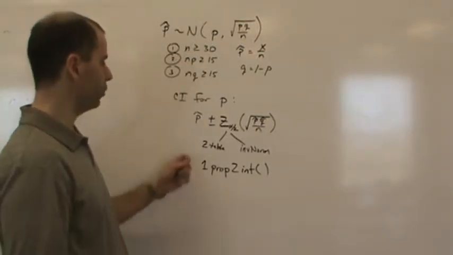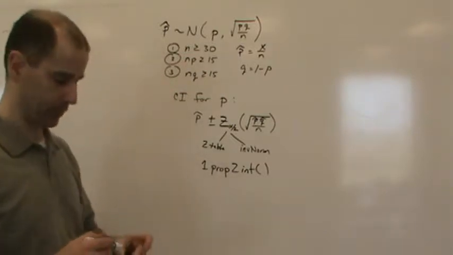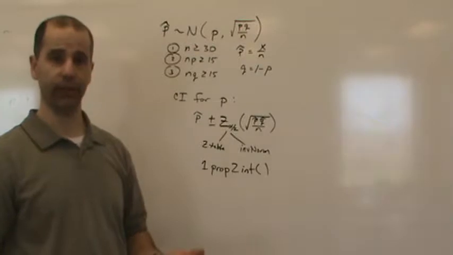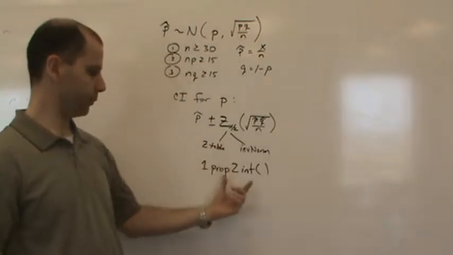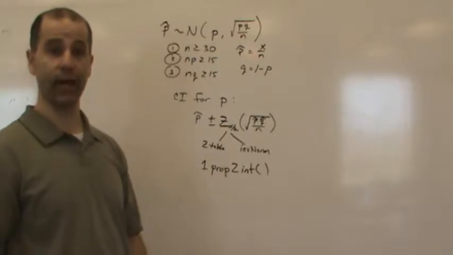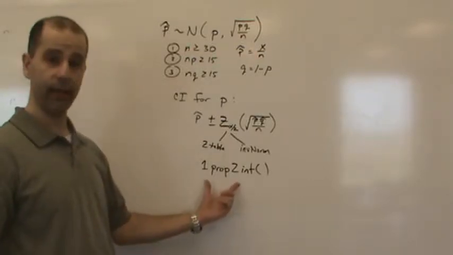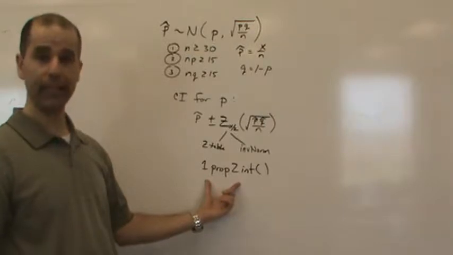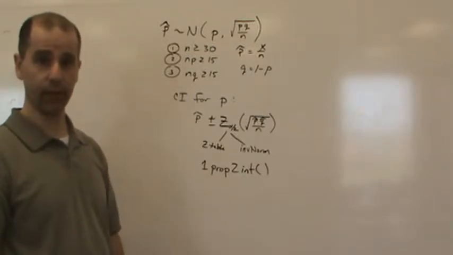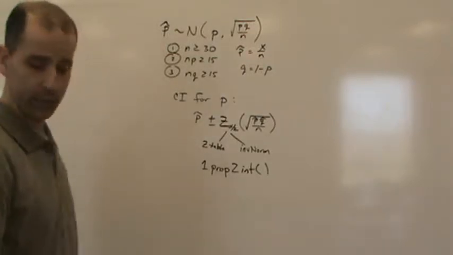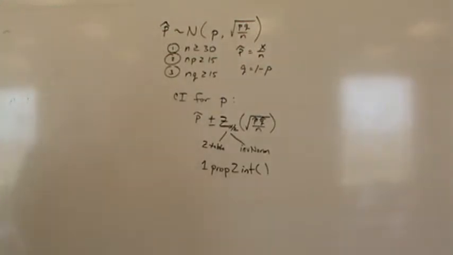Okay, so we'll do an example. We'll do actually a few examples of this to show you how this works, and really just practice using this. Practice using the formula, practice using the function on the calculator. Obviously, I'm going to prefer using the calculator and using the 1 prop Z int function to give you the interval, and then all you have to do is interpret it, right? Okay, so let's do some examples now.